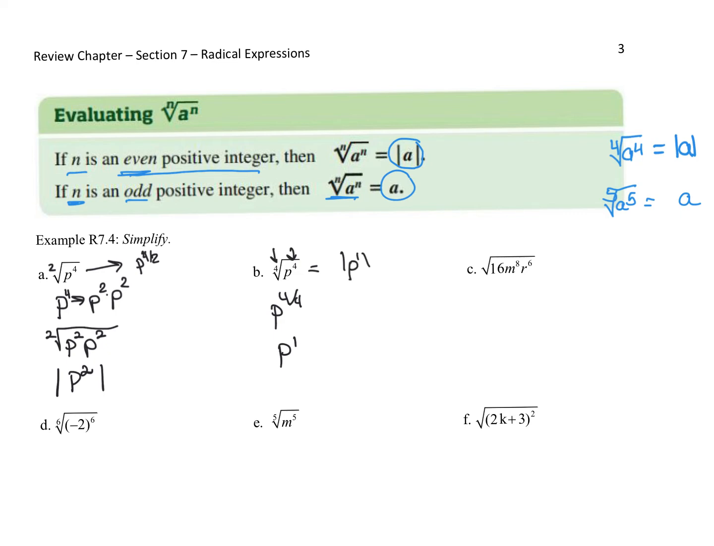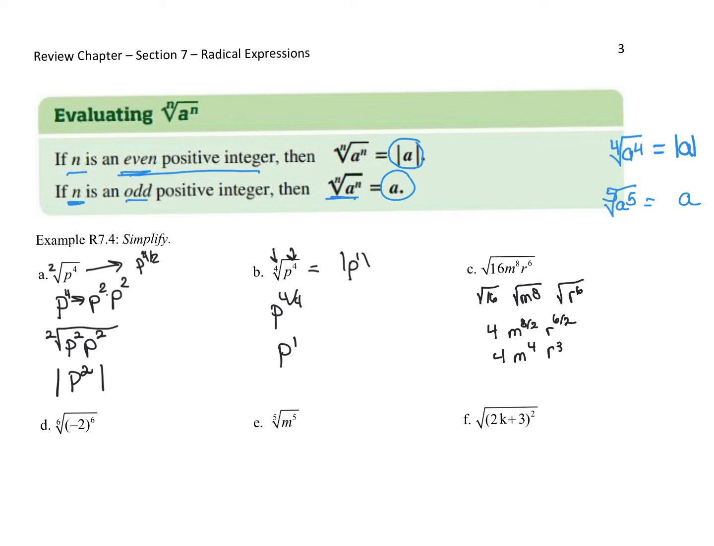Okay, so the next one, you can do them each individually. So I'm going to do square root of 16, square root of m to the 8th, square root of r to the 6th. Square root of 16 is 4. Square root of m to the 8th is like m to the 8th power over the 2nd root, and r to the 6th power over the 2nd root. So this is 4m to the 4th, r to the 3rd.